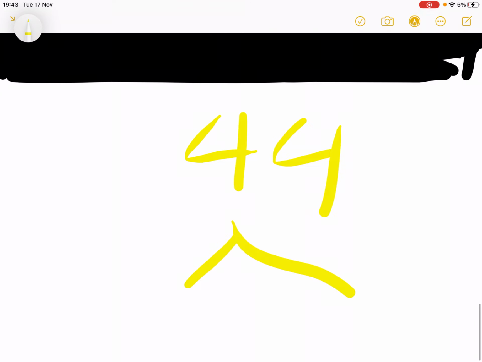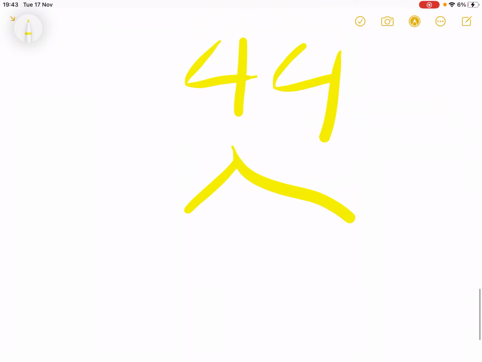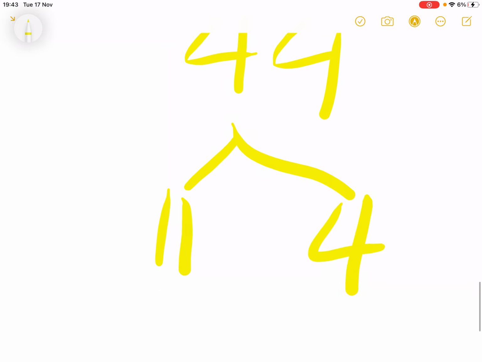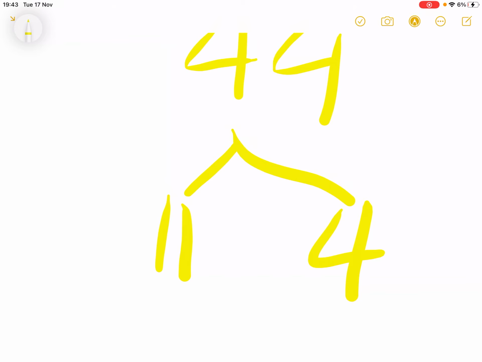So first we break 44 down. What times what equals 44? Well, we already know from our multiplication facts that 11 times 4 equals 44. So we can put 11 and 4. Since we don't have to break 11 up since it's already a prime number, we're going to keep breaking up 4.